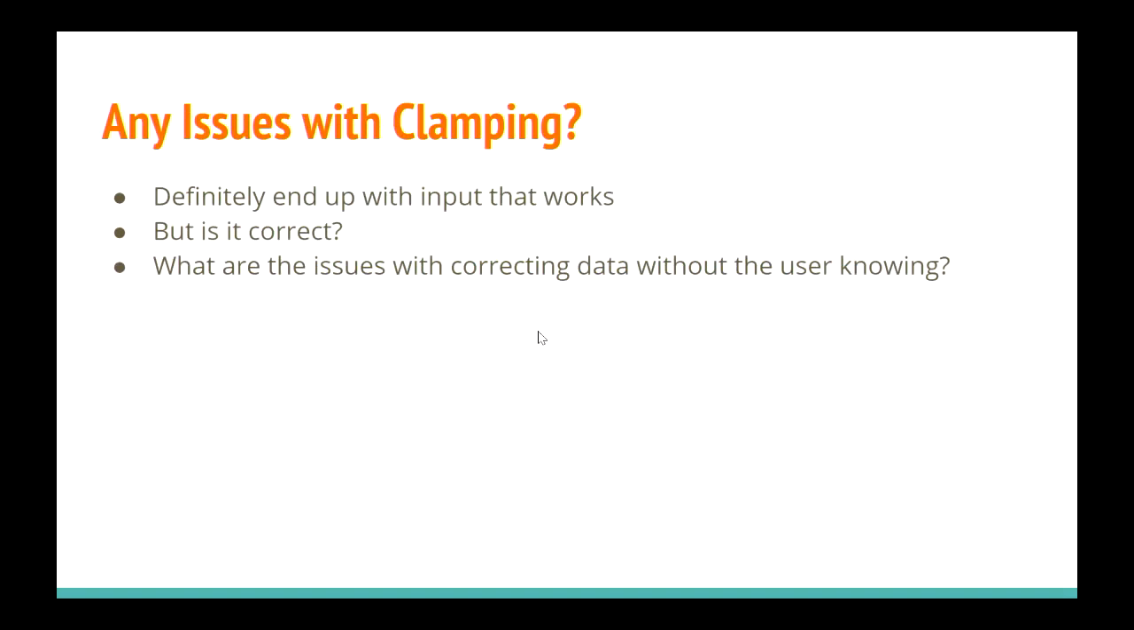Are there any issues with this? There are potentially some issues with this. We will get input that works, right? Because we're saying, no matter what you type in, if you're above the maximum, I give you the maximum. If you're below the minimum, I give you the minimum. If you type in anything in between, you'll get what you typed in. Question up the back there.